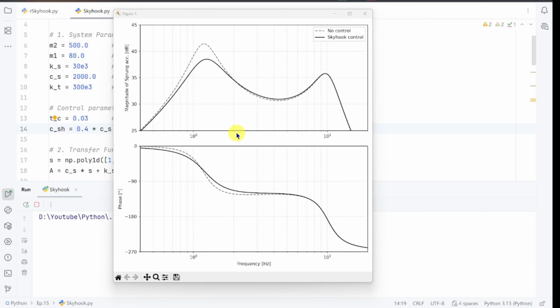However, in the 3 to 9 Hz middle frequency range, the skyhook actually worsens the vertical vibration of the sprung mass. I explained the principle of this in detail in a previous video. The answer is the delay in the control system causes the direction of the control force to be opposite to the direction of the sprung mass motion. The solution to this middle frequency deterioration is to let the control force act on the unsprung mass.